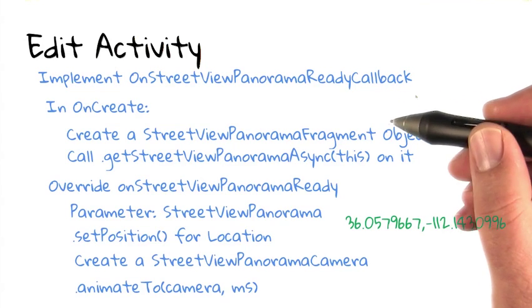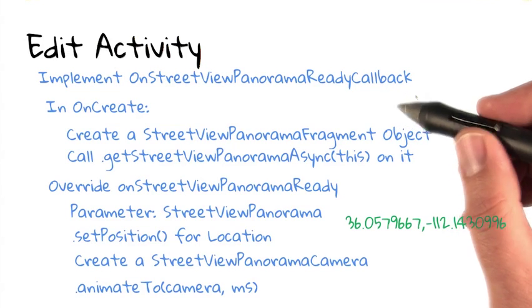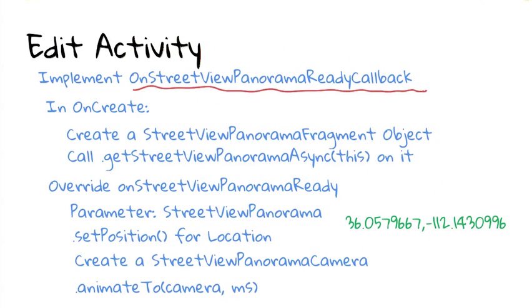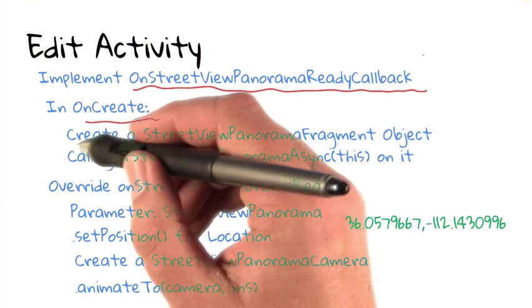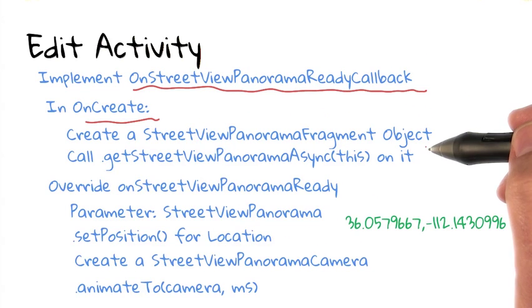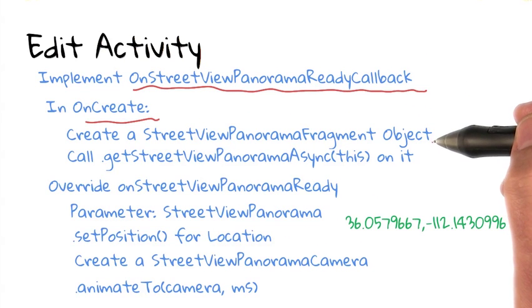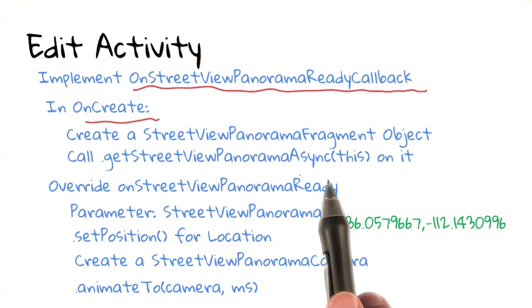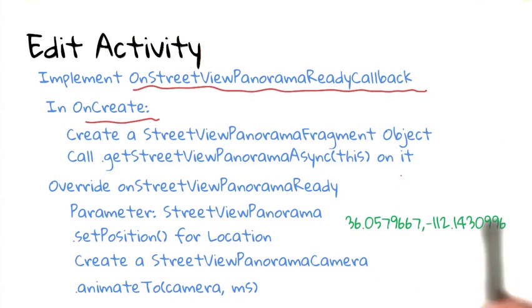To edit the activity, there are a number of steps you need to follow. First of all, the activity itself should implement the onStreetViewPanoramaReady callback. Once you've done this, in your onCreate method, you have to create a Street View Panorama fragment object and hook it up to the one that you put in your layout.xml file. Once you have this object, call the method getStreetViewPanoramaAsync this on it.